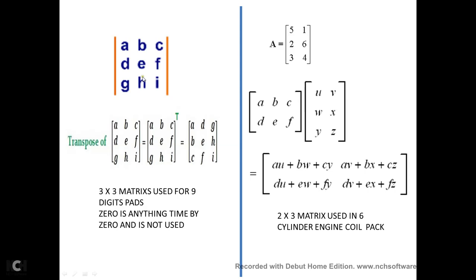Next over here we have a 9-digit, a 3x3 matrix on the top. This is how you do matrix algebra, and this would equal these equivalents. A 3x3 matrix is used for 9-digit pads, zeros, and anything multiplied by 0 is not used. And then you have your 2x3 matrix algebra over here, which is used in 6-cylinder engine coil packs.